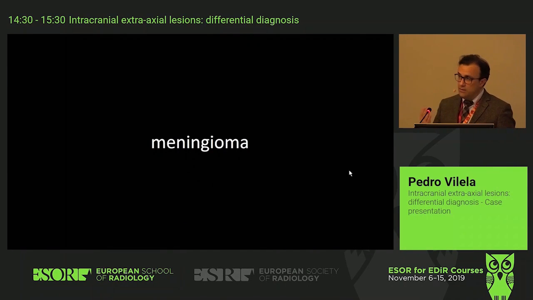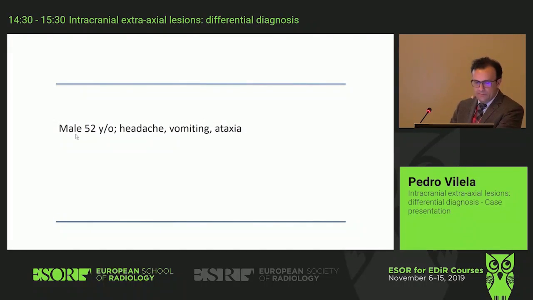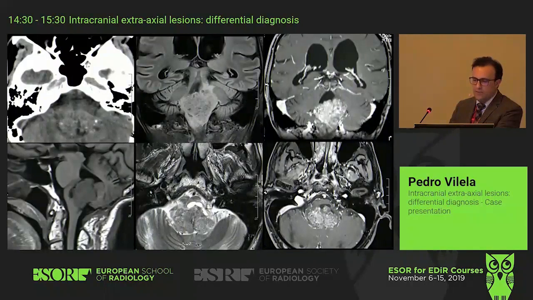Okay, so the important part here is actually to try to understand where the location is, and then the location and the age group, and with the age group you have shortened our differential diagnosis. Okay, 52 years old, male, headache, vomiting, and ataxia, and this we have seen.